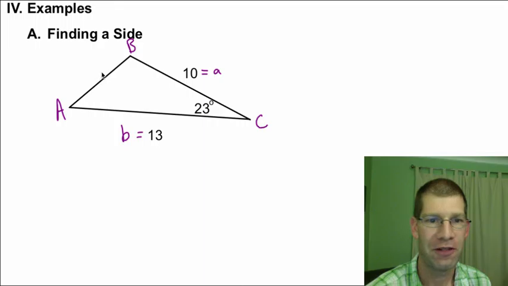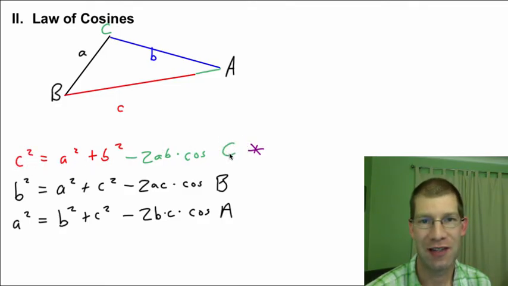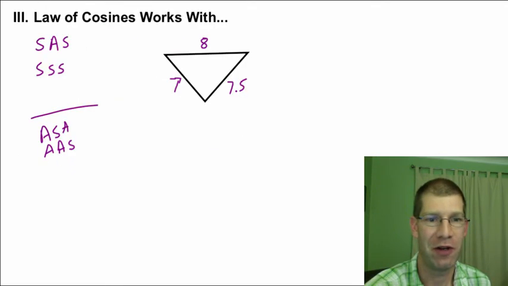And now if we're looking for a side, I should put an x in here. We're trying to find this, which now is going to be side C. So going back to my equations, the equation that's going to work best is going to be this top one. 1, because we're looking for side C. 2, because it has angle C, and that's the only angle that we know.